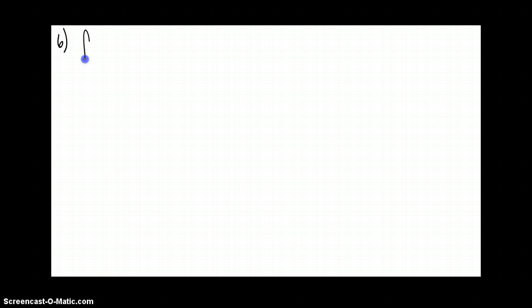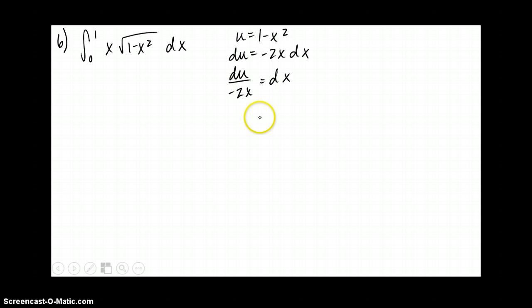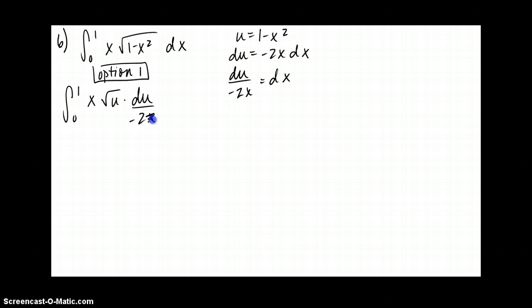Okay, last example. 0 to 1, x. Definitely use substitution. We're multiplying in the integrand. So u would be our inside function, 1 minus x squared, which makes du negative 2x dx. Solving this equation for dx. So the integral from 0 to 1. So this would be like option number 1. The x's cancel. Bring the negative 1/2 out front.